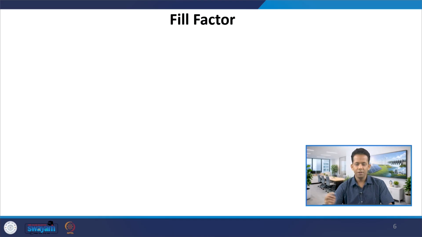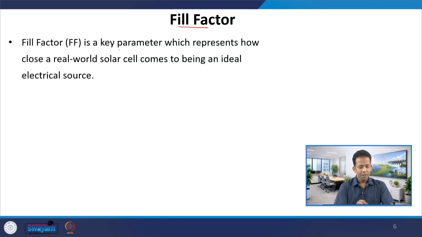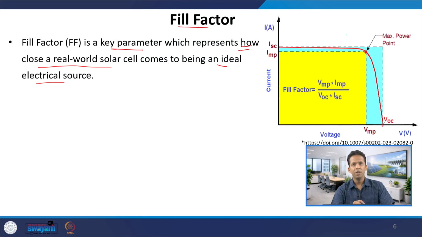The other performance characteristic is fill factor. After this, we will look at efficiency. So, what is fill factor? It is a key parameter which represents how close a real world solar cell comes to being an ideal electrical source. So, we have a solar cell manufactured by some company, it has some properties, and now when it is installed in the real world, what is its quality or what is its performance close to its ideal rating or ideal value? That is represented by fill factor.